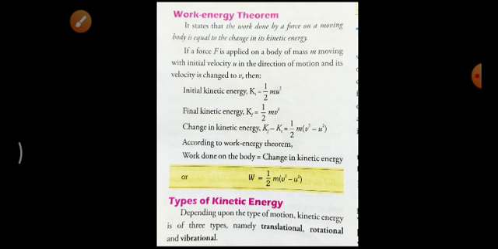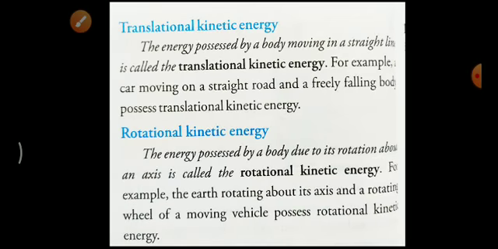Depending upon the type of motion, different motions are there. Depending upon the motions of different objects, accordingly it is divided into different types of motion. So accordingly kinetic energy also will be divided. It is divided into three types, namely translational, rotational and vibrational kinetic energy. So let us learn about translational kinetic energy.